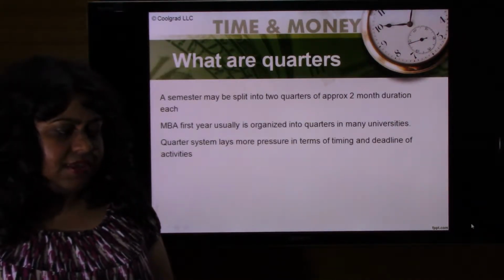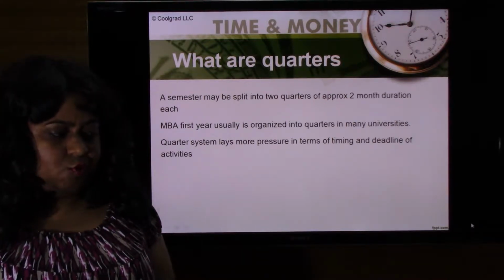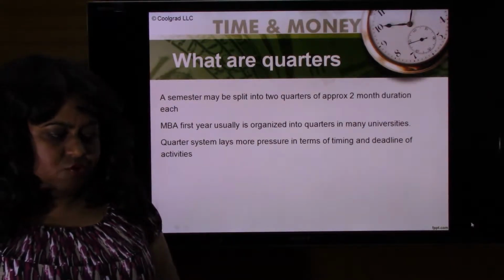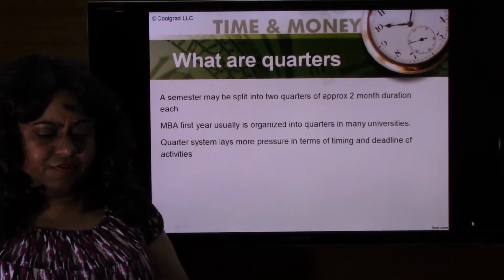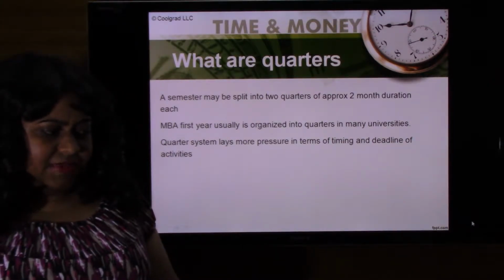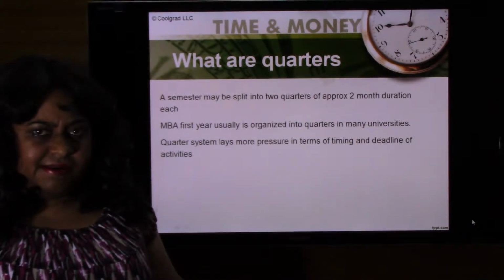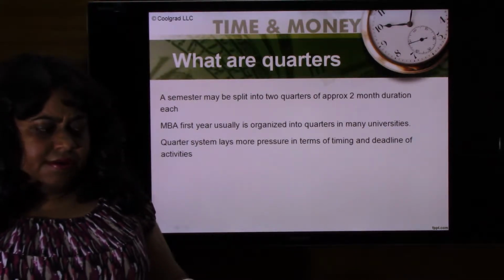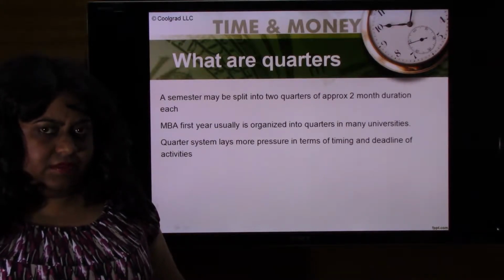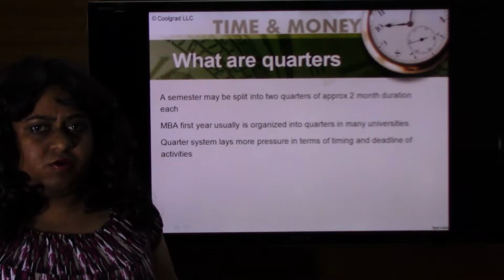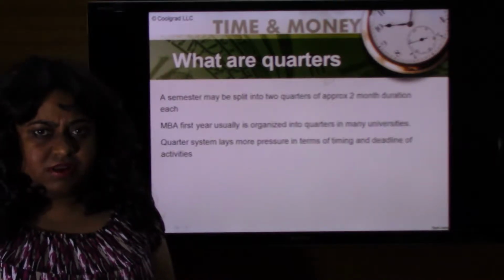What are quarters? A semester may be split into 2 quarters, approximately 2-month duration each. MBA first year usually is organized into quarters in many universities. Quarter system lays more pressure in terms of timing and deadline of activities. In one semester, if there are 2 quarters, you can imagine there is all the more pressure.